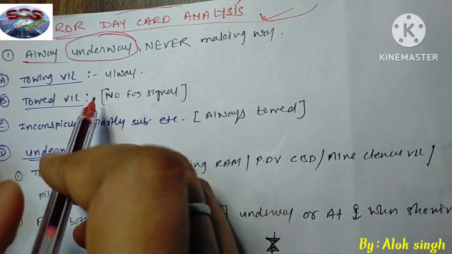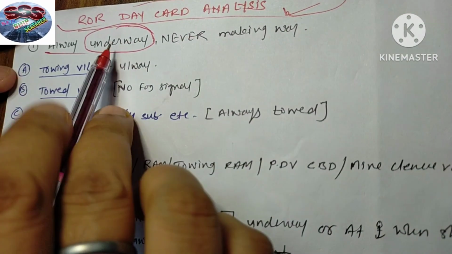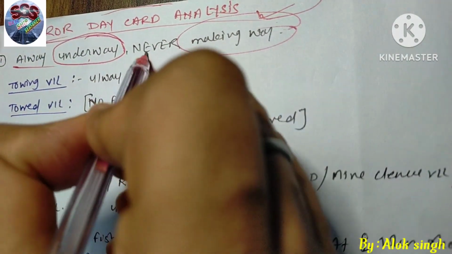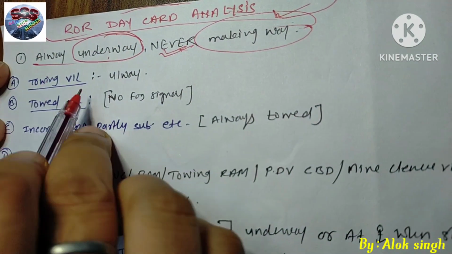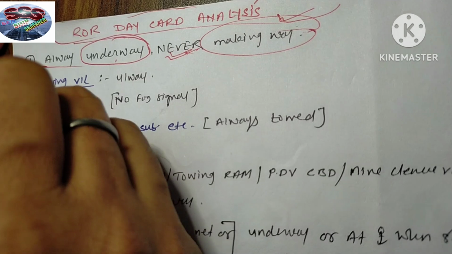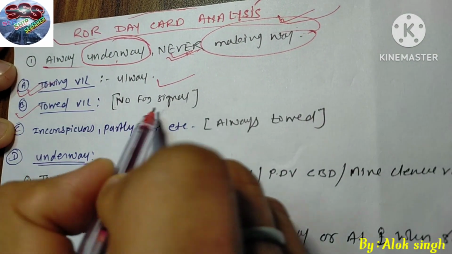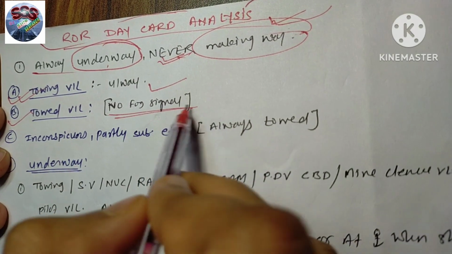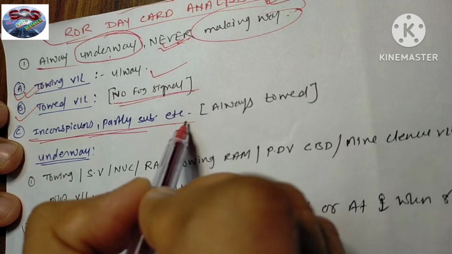Day card is always underway. Whenever we talk about the day card, there is nothing other than underway. Everywhere it is underway, never making way or something. So whenever you go through the day card, it cannot be anything other than underway. So if it is a towing vessel, underway. Vessel towed, no fog signal because it might be manned or not. So no fog signal for that vessel.